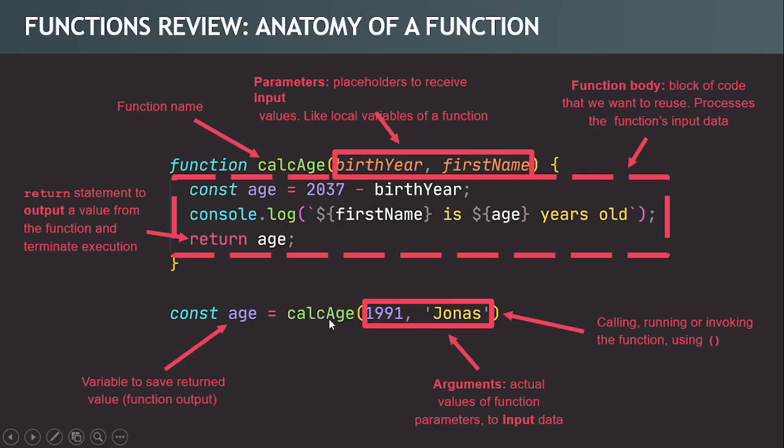We could just say calc age, we call this function, and we pass in the birth year 1991, and we pass in the first name, which is Jonah. This is what you call invoking the function using the parentheses, and these are the actual arguments, or the actual values of the function parameters to input the data. Okay, so I hope this makes you understand.